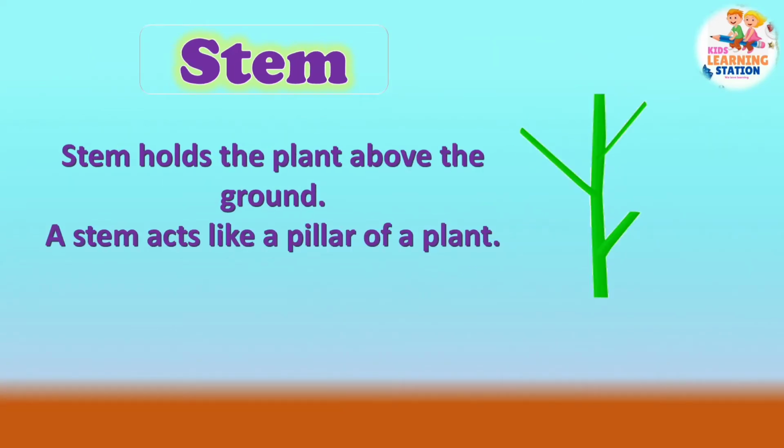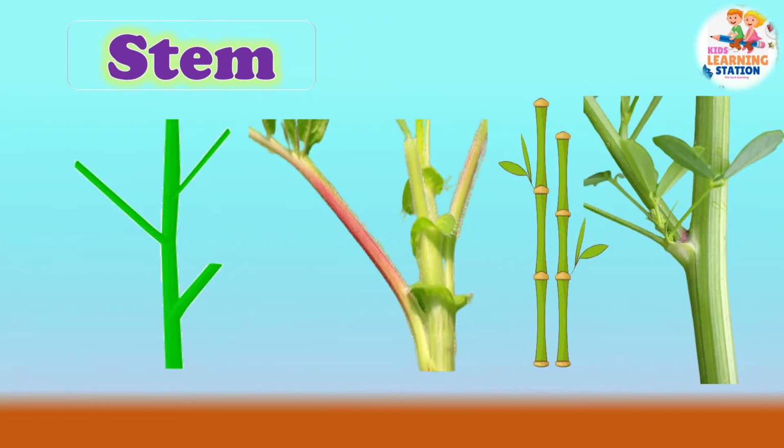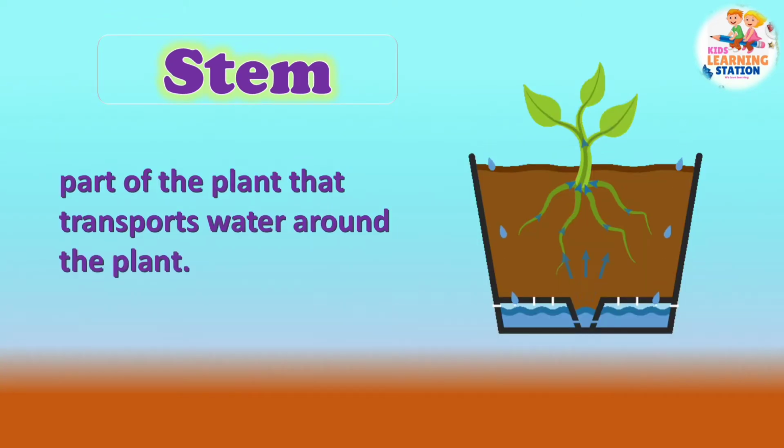Stem. Stem holds the plant above the ground. A stem acts like a pillar of a plant. There are different kinds of stems. Function: the part of the plant that transports water around the plant.